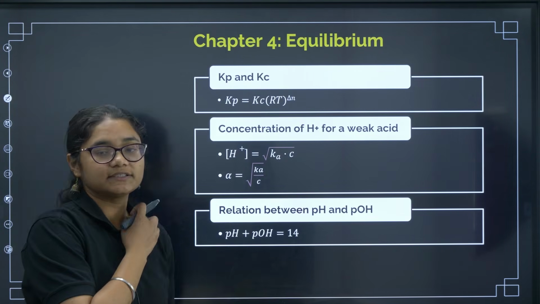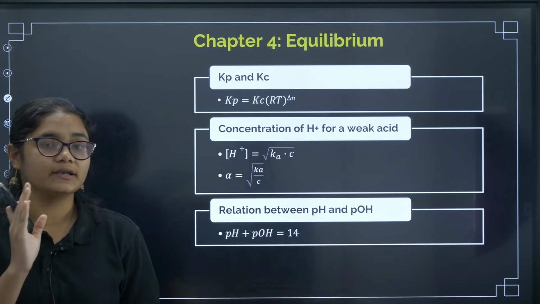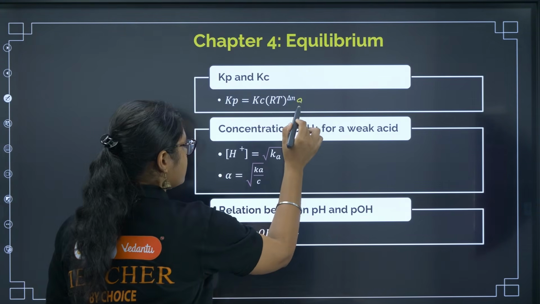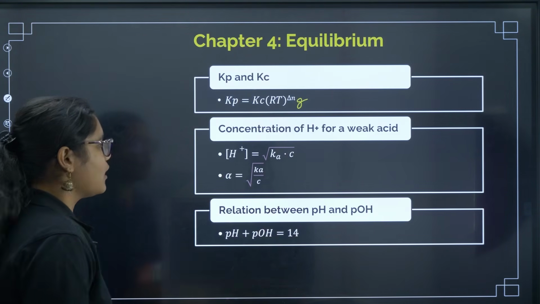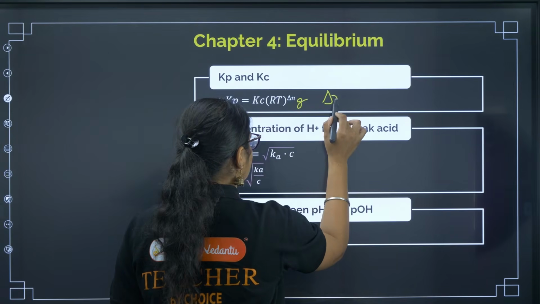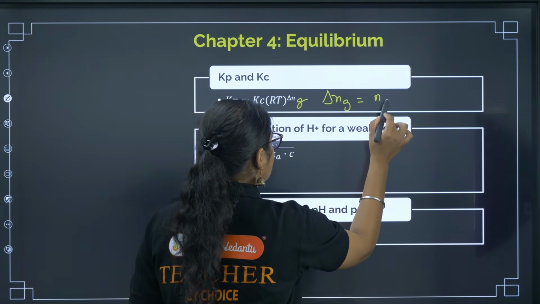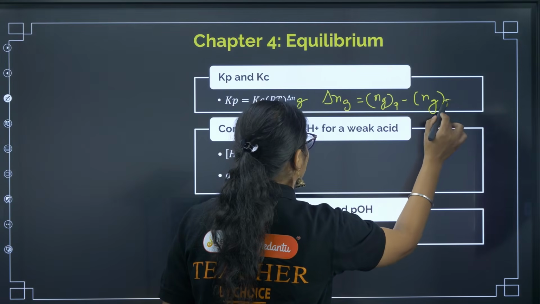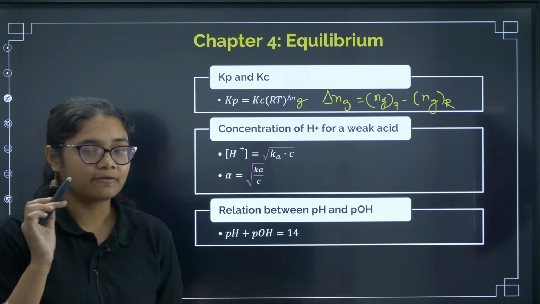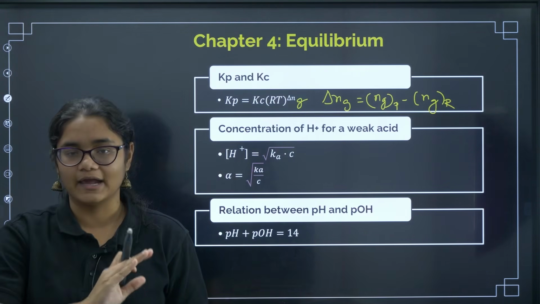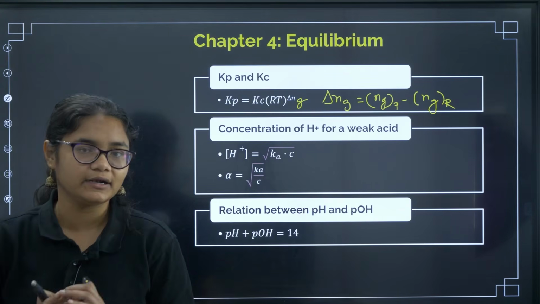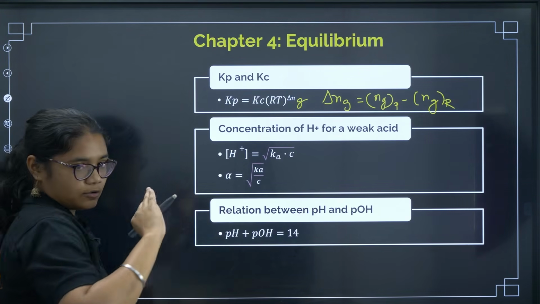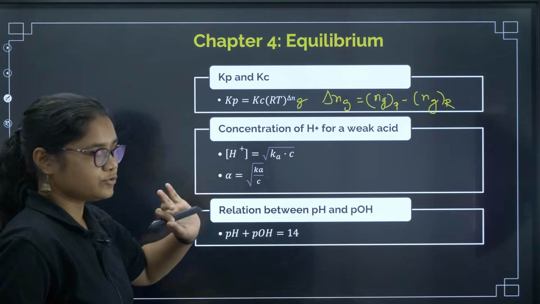Next, this relation is very important: the relation between Kp and Kc. Kp is equal to Kc into RT to the power of delta ng. Now how to calculate delta ng? Delta ng is equal to number of gaseous products minus number of gaseous reactants. So be very careful, you have to only consider gaseous reactants and products to calculate the delta ng value. Now we will go on from here. Chemical equilibrium is over.